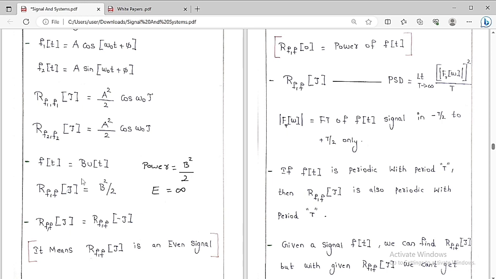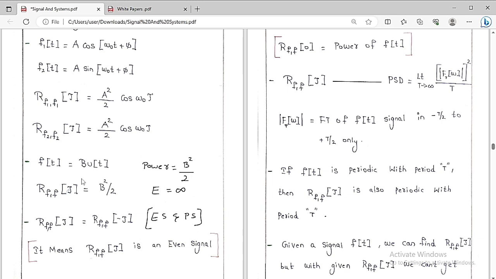This formula is applicable for both energy signals as well as power signals. This point I have already told you in the case of energy signals, and the same concept holds in the case of power signals also. So always remember the autocorrelation is always an even function, whether the signal is an energy signal or a power signal.